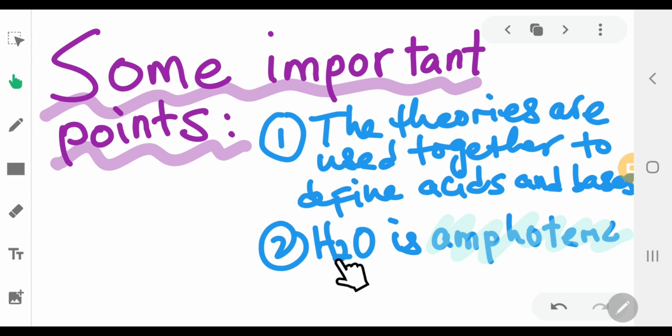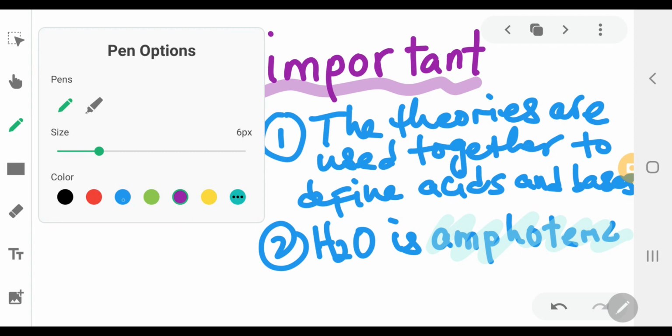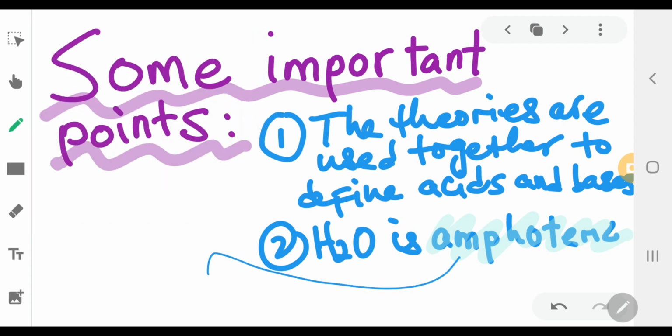Second, water, H2O, is amphoteric. Amphoteric, like what we have talked about just now, is behaving as acid and base. So it has both characteristics of acid and base for H2O.